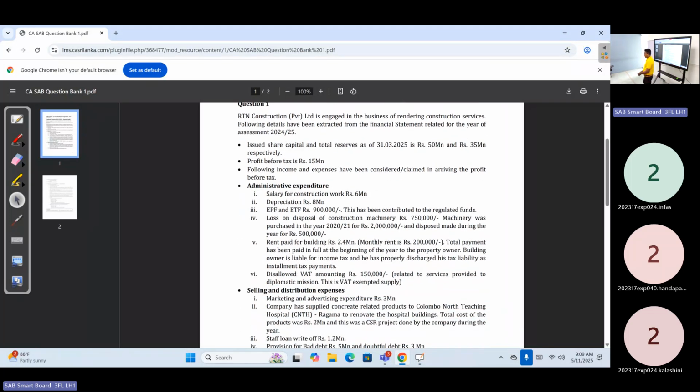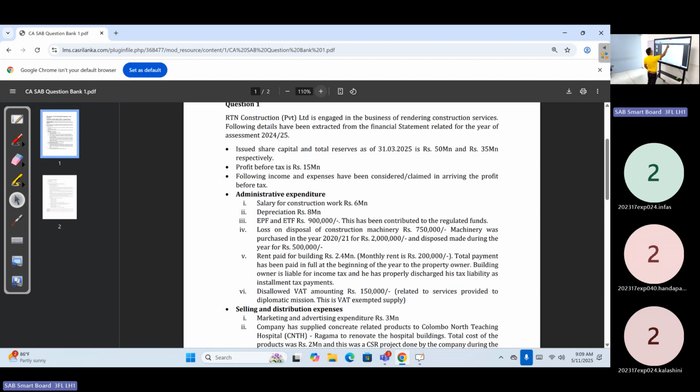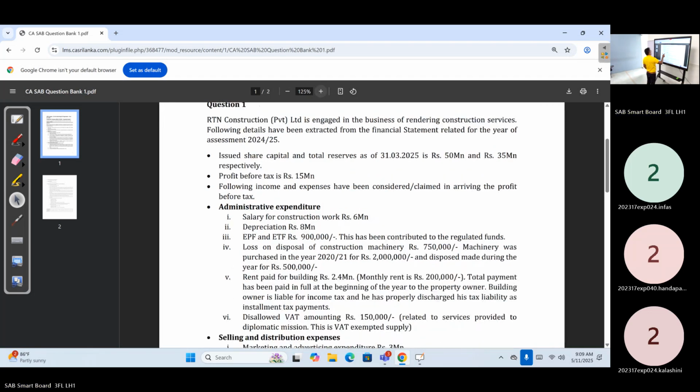Right. I have explained the approach to this one. We'll try it. It says Marine Construction Private Limited is engaged in the business of rendering construction services. The following details have been extracted from the financial statement for the year of assessment 24-25. So what we have learned up to now is what the person is chargeable for income tax, for which period. The company and year of assessment is 24-25.